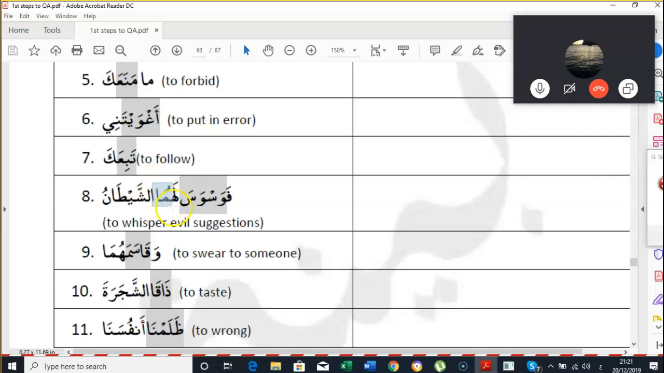Huma is what? Another harf? No, it's a pronoun. Okay, what status is huma in? It's a dual, but what status? Rafa, nasab, or jar? What's before it? Lam is a harf of jar, isn't it? What does the harf of jar do? It makes jar. Very good. So huma is majrur. So lahuma is jar majrur.